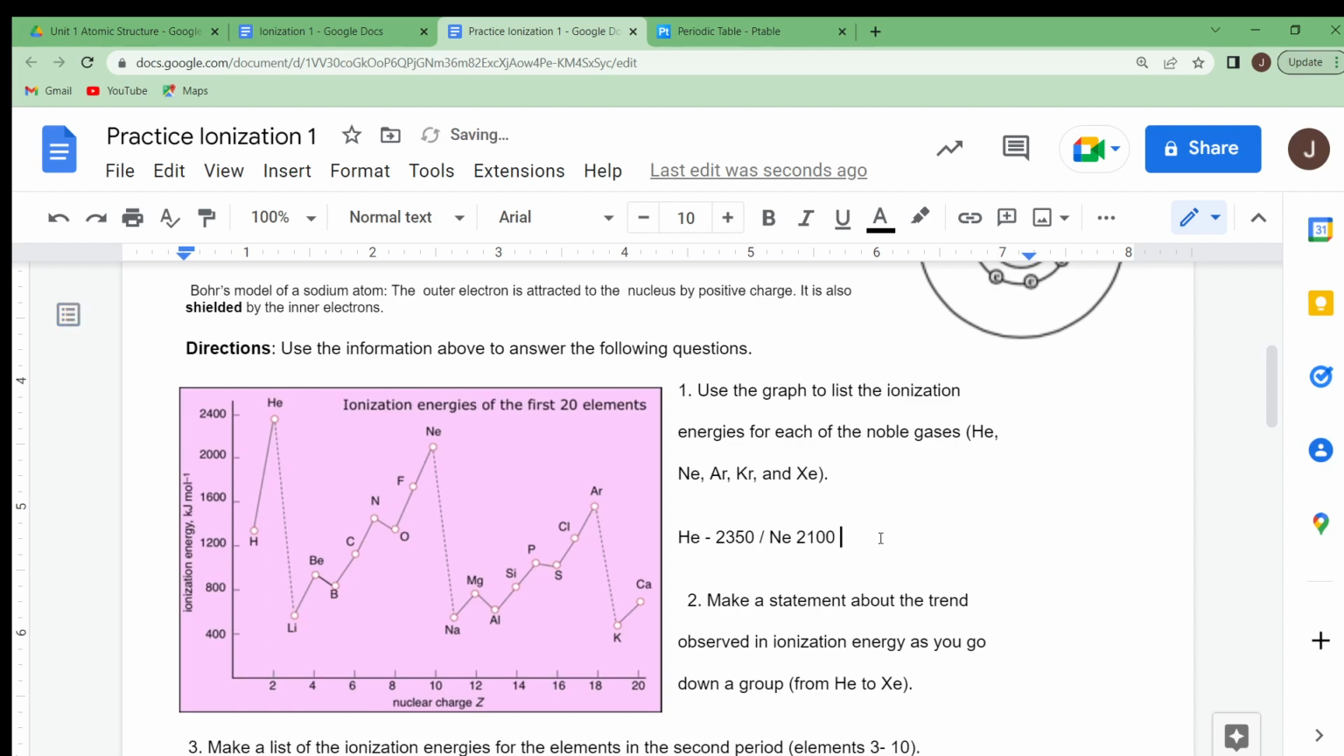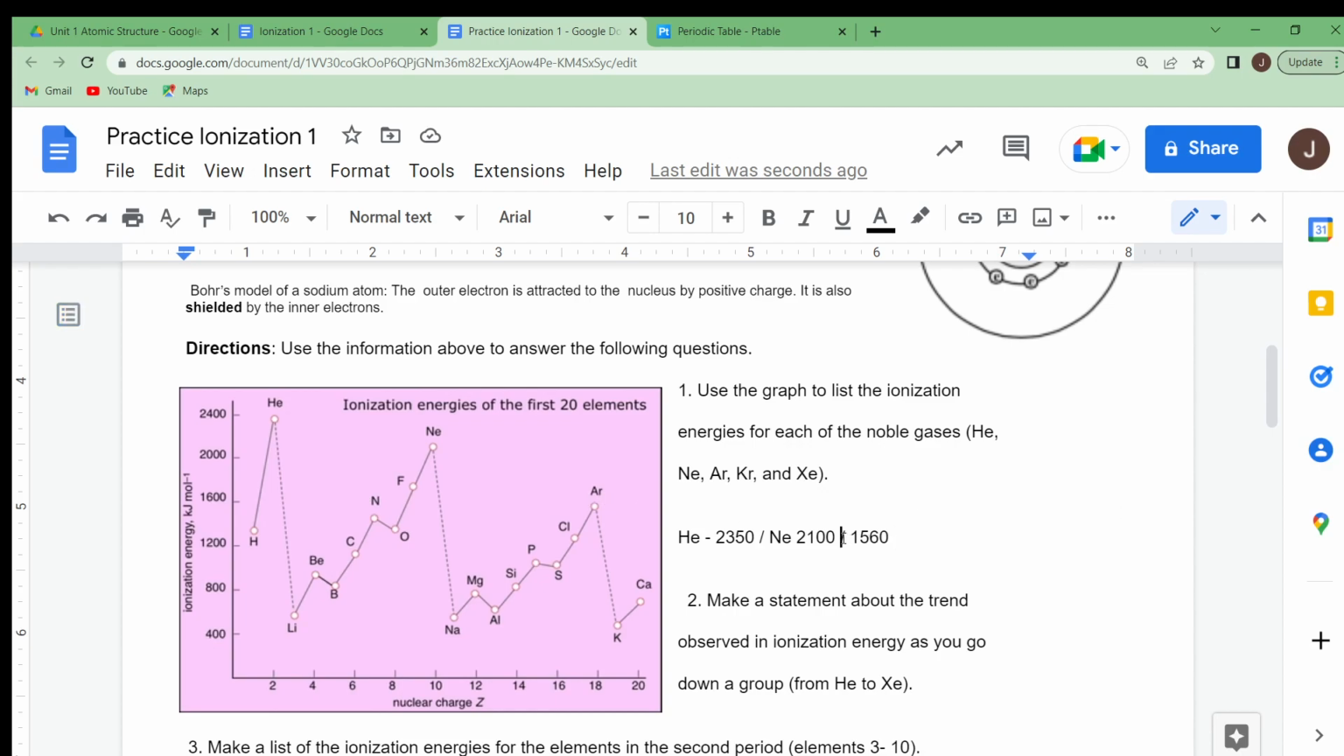2100. Now the exact amount isn't going to be too important because this worksheet is all about finding the trends that are going on. Next, we can look for argon, and as we trace through our elements here, we see argon, and argon looks like it's about right under 1600. So I'm going to put something like 1560, just because it looks like it's right under 1600.